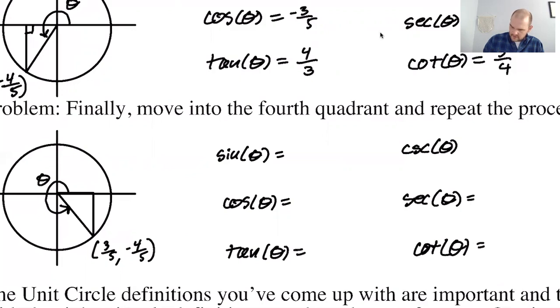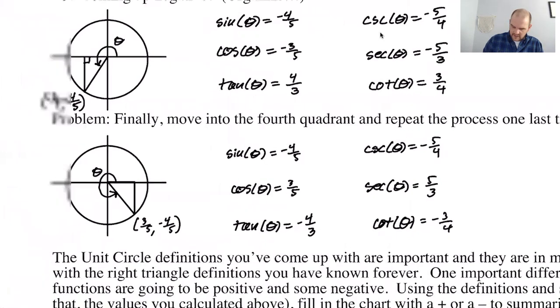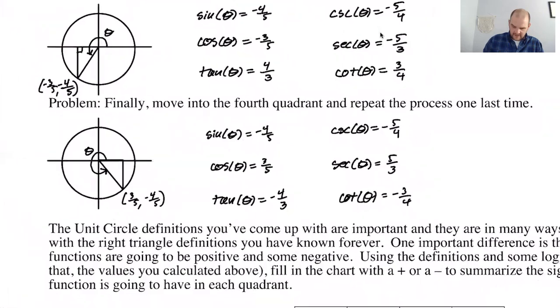All right, so far, okay. Now, cosine is the x-coordinate. So in this case, the x-coordinate, because you're in the fourth quadrant, is going to be positive. So this is 3/5, and so this is 5/3. Everything else is going to be negative because everything else involves y. So sine is going to be -4/5. This will be -5/4. And then sine over cosine is going to be -4/3, -3/4. Okay, so we've done it, I think, maybe.